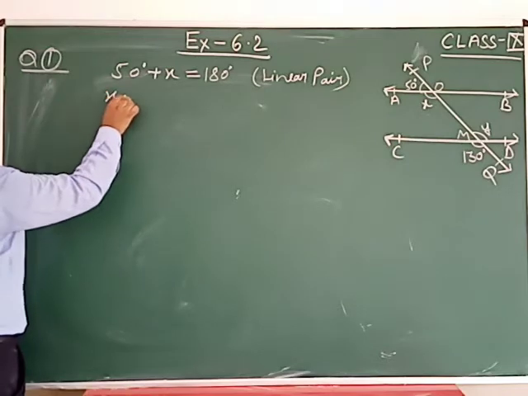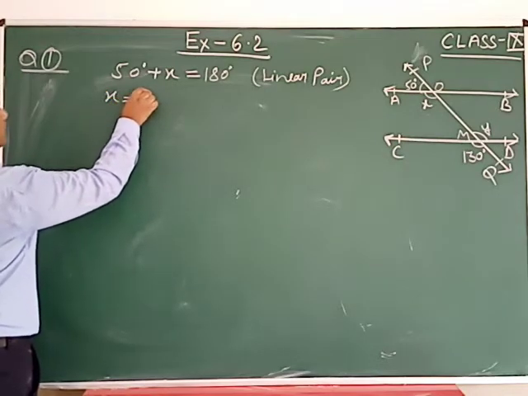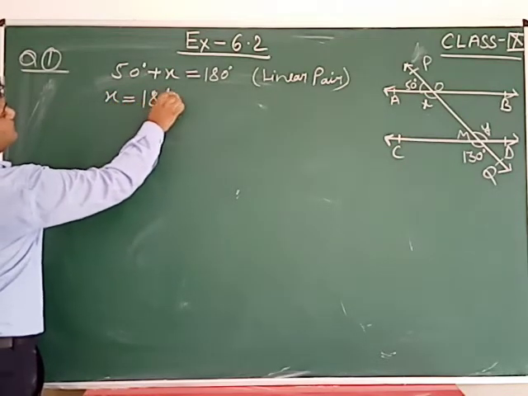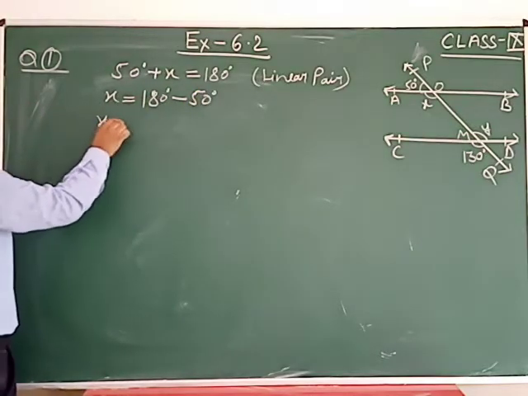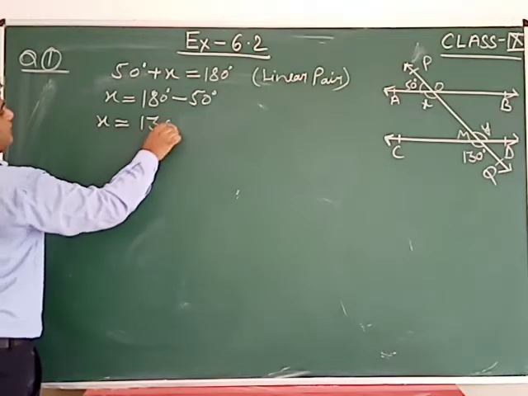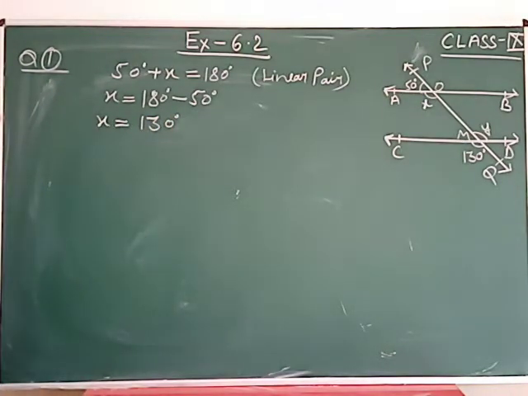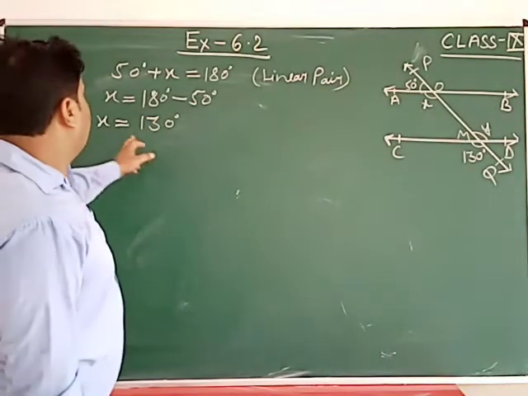So x equal to 180 degree minus 50 degree, x equal to 130 degree.